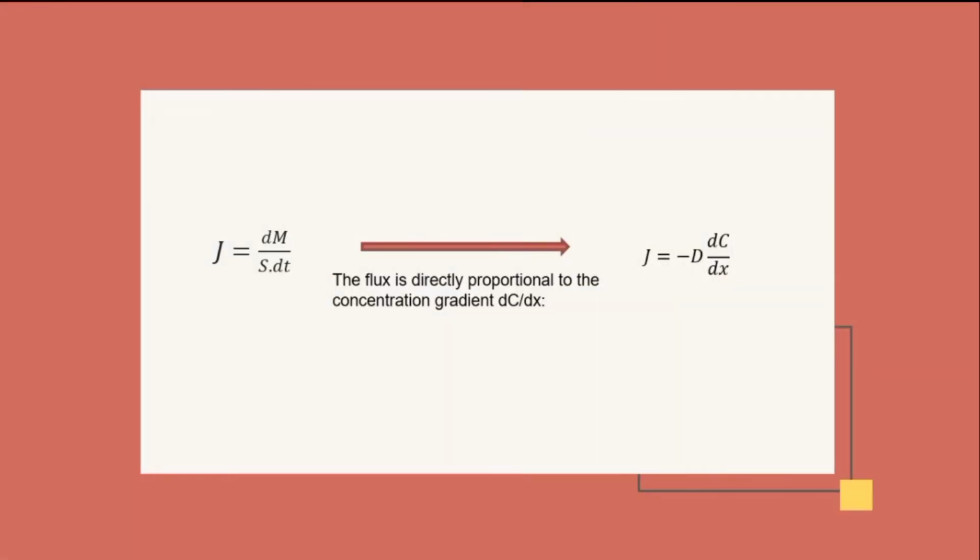J equals dm/(S dt). The flux is directly proportional to the concentration gradient dC/dx. J equals minus D dC/dx.